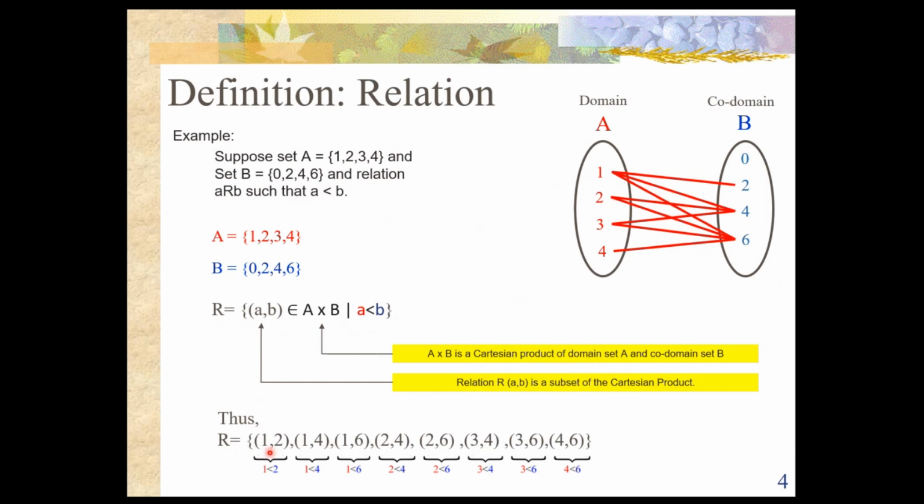One mapped to or connected to element 2, one connected to element 4, one connected to element 6, 2 connected to element 4, 2 connected to element 6, 3 connected to element 4, 3 connected to element 6, 4 connected to element 6. Again, 4 refers to the element inside A, whereas 6 refers to element inside B. Because it fulfills the criteria A less than B, yeah, 4 is less than 6. That's why it becomes a member of this relation set.